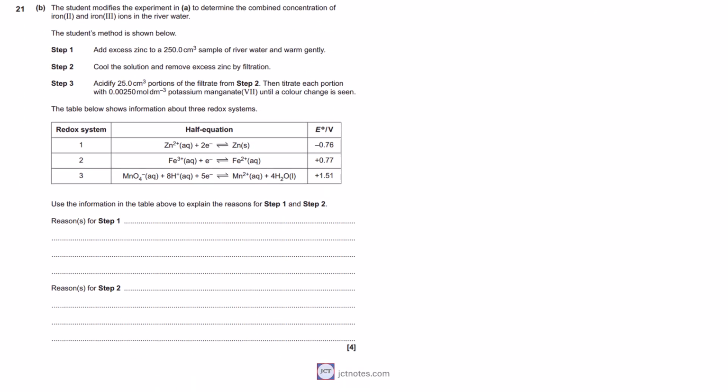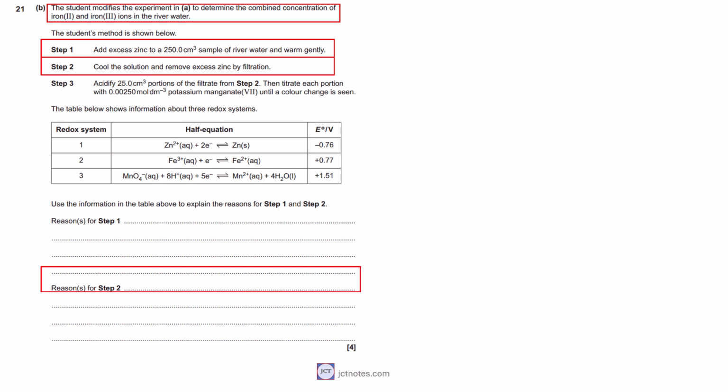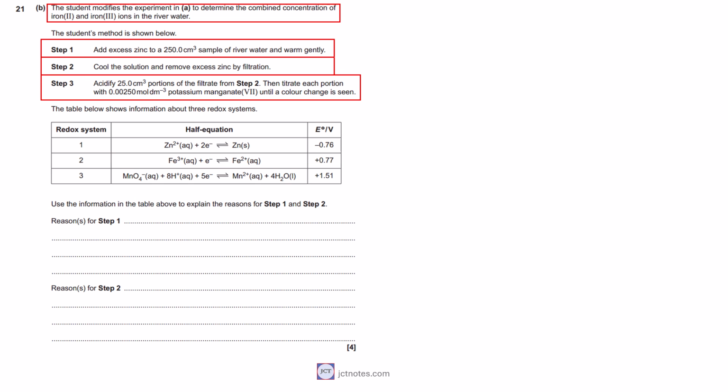In Part B of question 21, the student modifies the experiment in Part A to determine the combined concentration of iron 2 and iron 3 ions in the river water. The method has 3 steps. In step 1, the student adds an excess of zinc to a 250 cubic centimeter sample of river water and warms gently. In step 2, the student cools the solution and removes excess zinc by filtration. In step 3, the student acidifies 25 cubic centimeter portions of the filtrate from step 2.